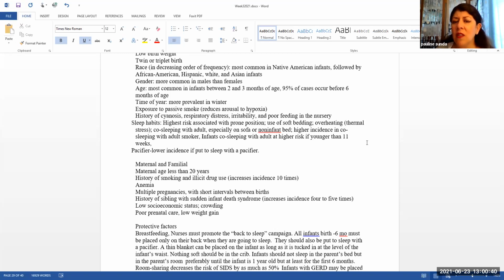Infants co-sleeping with an adult are at higher risk if they are younger than 11 weeks. So please do not sleep with an infant inside of your bed. They really do need to be put in their own separate crib or bassinet. There is a lower incidence in infants if they are put to sleep with a pacifier.